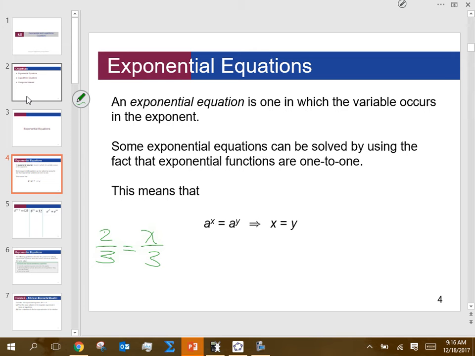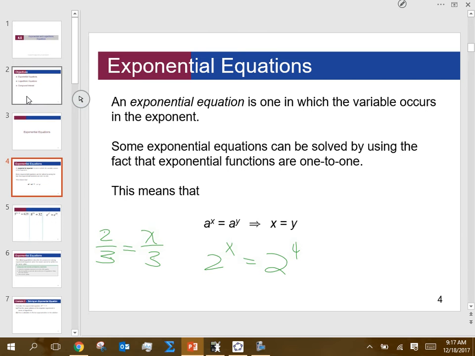So same thing here. If I have 2 to the x equals 2 to the 4th, what's x got to be for the left-hand side to be identical to the right-hand side? 4. X has to be 4. Is that pretty easy? Okay, so it obviously gets harder. So let's do a couple examples here. They're a little bit more difficult.